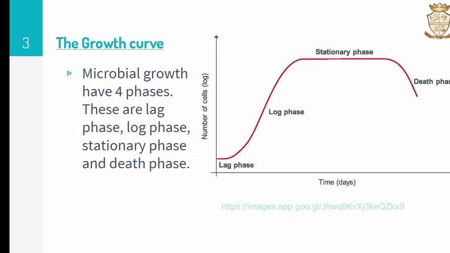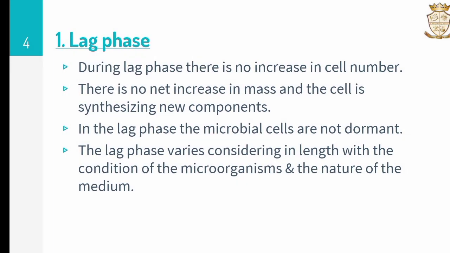The growth curve. Here, the graph shows the four phases of microbial growth: lag phase, log phase, stationary phase, and death phase. The first one is the lag phase. During the lag phase, there is no increase in cell number and mass, but the cells are synthesizing new components. In the lag phase, the microbial cells are not dormant. The lag phase varies considerably in length with the conditions of the microorganisms and the nature of the medium.